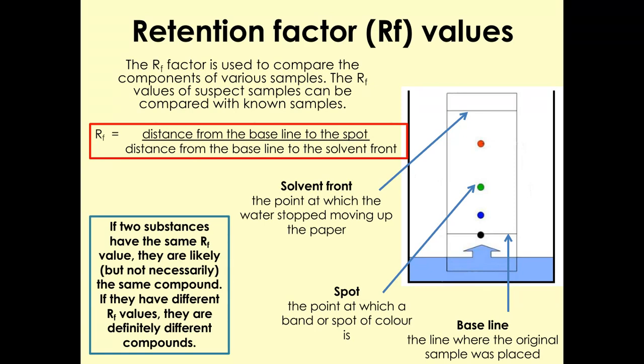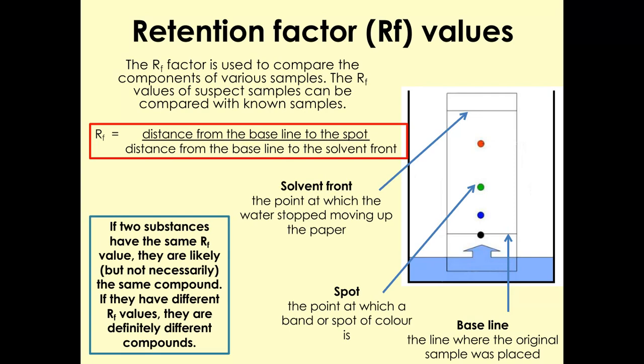So you will allow the solvent to travel until it gets to normally about a centimetre from the top, and then you will remove it from the solvent so no more goes up, and you'll draw a line in pencil to show where the solvent's got to. And then the spot is the point that one substance that's part of your mixture has travelled to. So we need to measure the distance from the baseline to the spot, and then we divide that by the distance from the baseline to the solvent front.